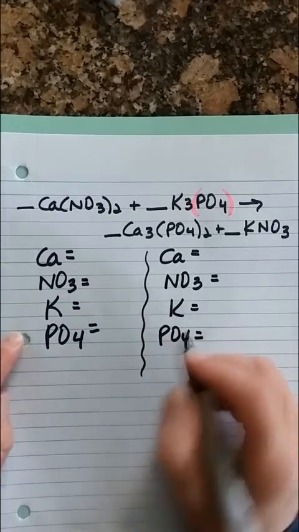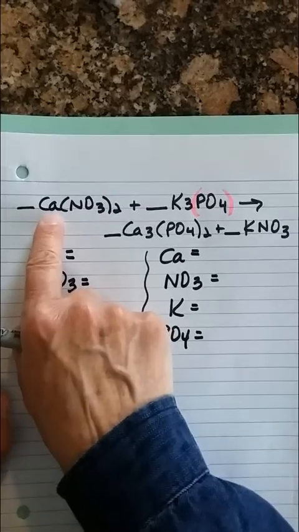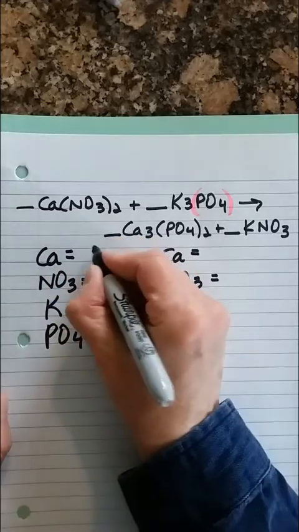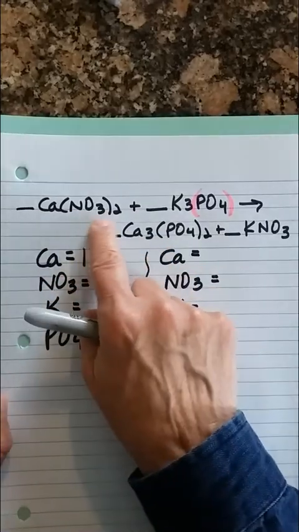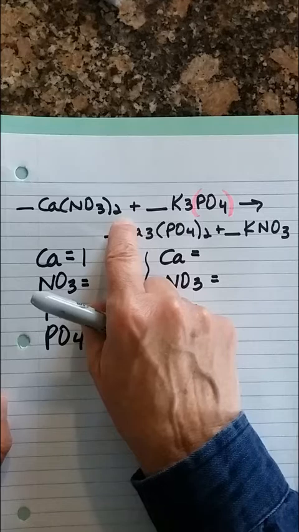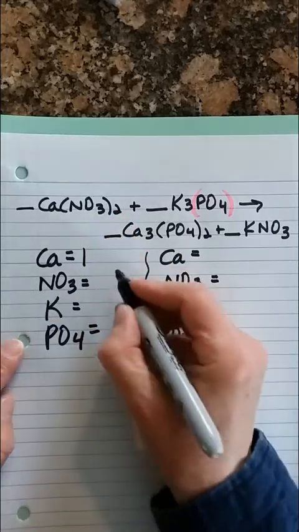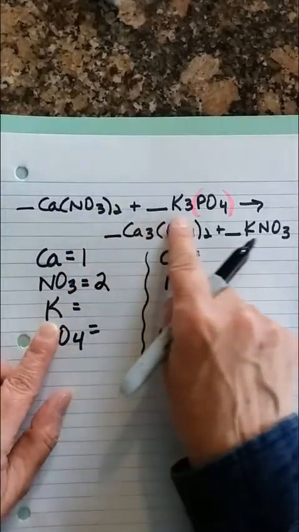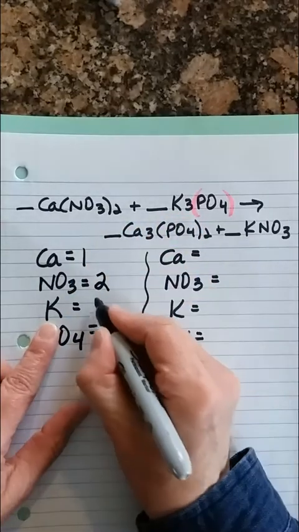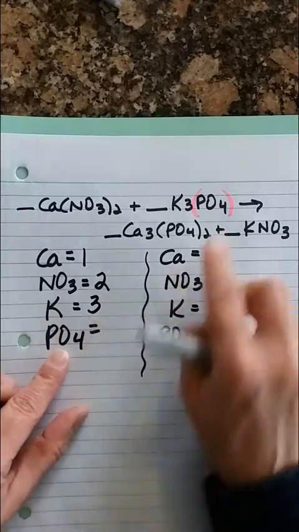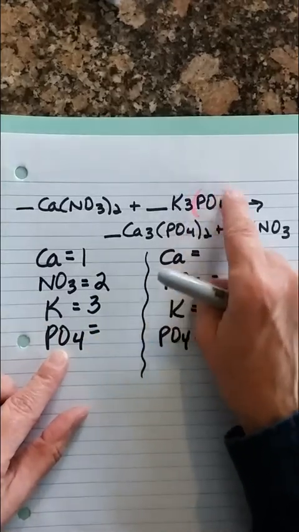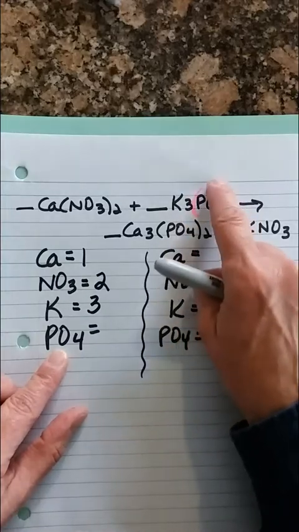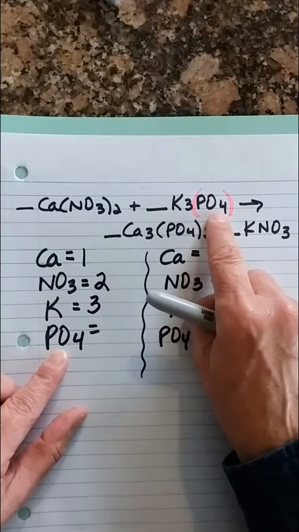So I start at the beginning. The beginning is Ca, okay, and no subscript, so that means it's 1. And then I have NO3. And there's a subscript 2 on the outside of the parentheses, so that tells me I've got 2. Now I go to K. Here's K over here. Subscript 3, which tells me I have 3. And then PO4. Remember, we put these imaginary parentheses around it. So that means I only have 1. If you have to write in the imaginary parenthesis, that means you only have 1 of them.